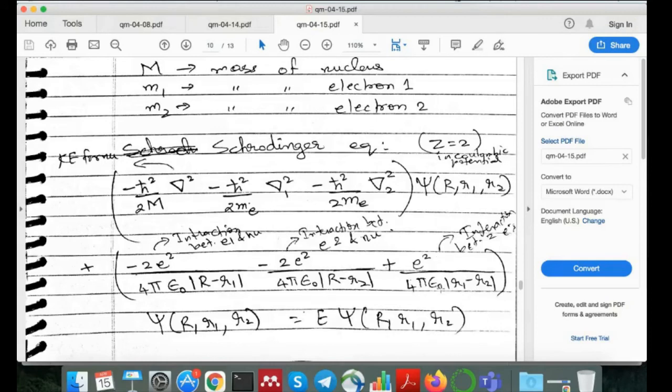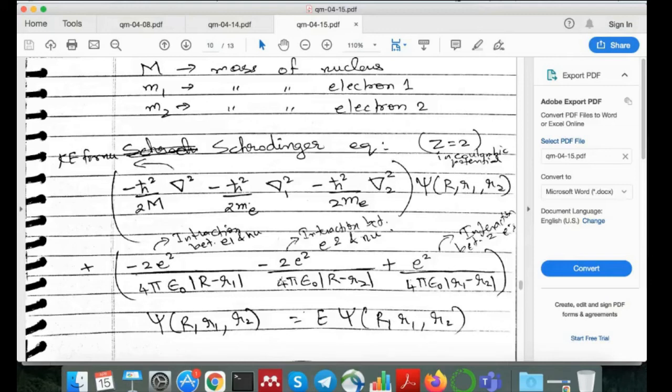But when we represent repulsion between the two electrons, the interaction between two electrons does not have a 2, because the interaction is only between electron and electron, and not between electron and something else. So here there is no 2, but in these two cases, there is a factor of 2. Is that clear? Okay, so this is basically your Schrodinger equation for the helium atom.